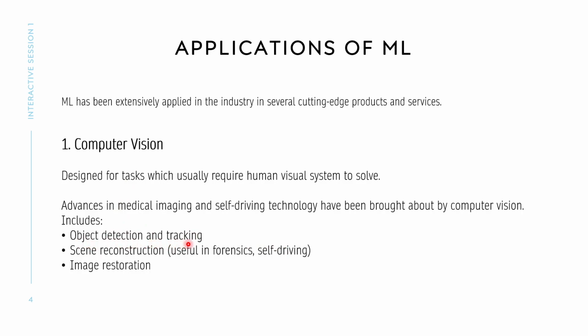It includes object detection and tracking. So, my machine learning system should be able to detect objects, detect multiple objects of multiple types, I should say, and track them through time. It also includes scene reconstruction. This is very useful in the case of forensics or even self-driving cars, because cars need to model the surroundings to drive. And finally, it is also used for image restoration, taking old images and trying to restore missing pieces in those images, and applications of that kind.